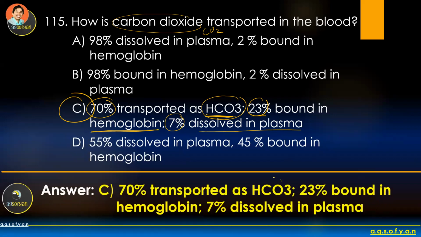This molecule over here is actually a combination of carbon dioxide and water. Remember, in the plasma there is water. It will create this molecule, the bicarbonate molecule, and 70% will be in this form.